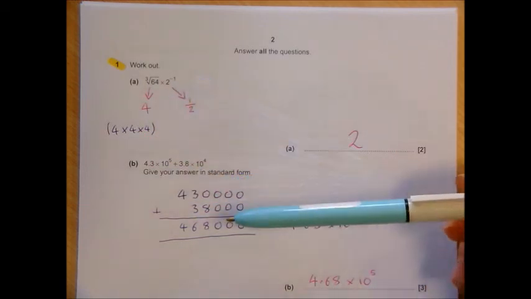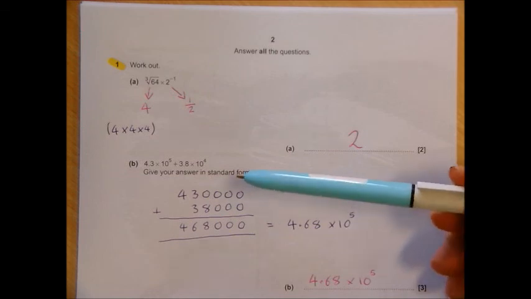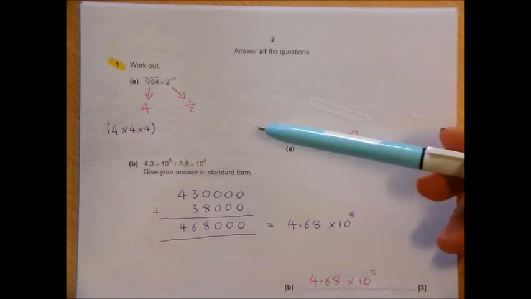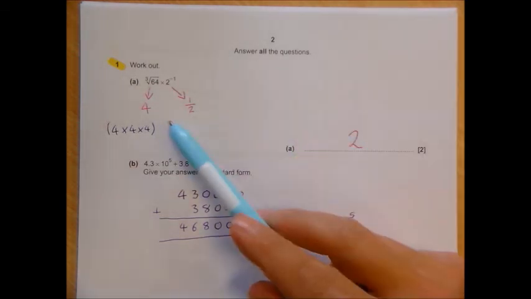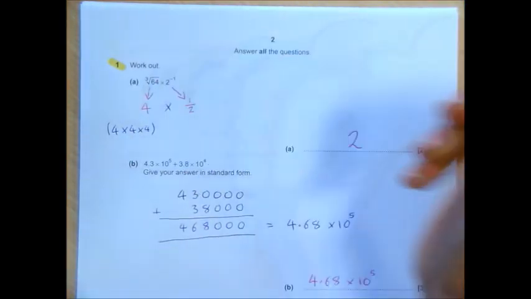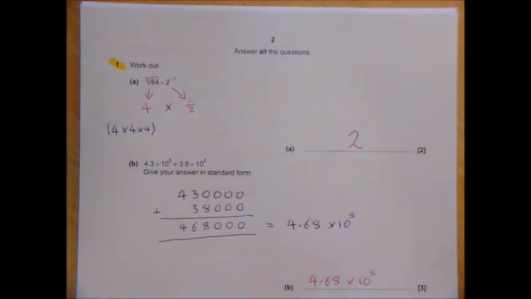And 2 to the power minus 1. The way I do this is I ignore the negative. So 2 to the power 1 is just 2. But if it's to the negative, it means it wants the reciprocal of that. So the reciprocal of 2 is 1 over 2, which in this case is a half. So 4 multiplied by a half is 2. And there's your first 2 marks of the paper.